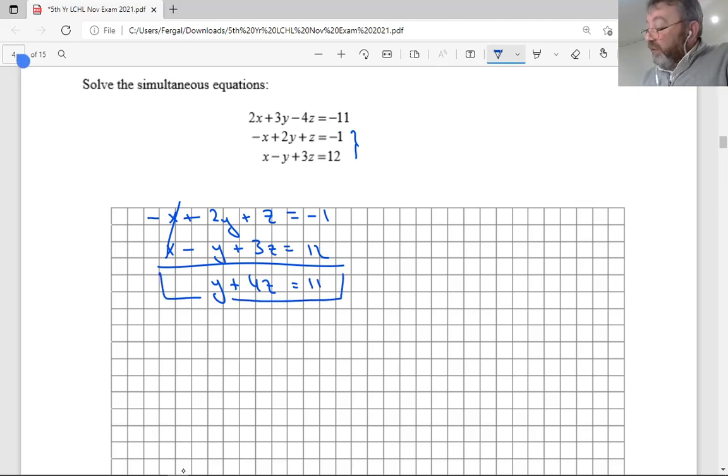Now I'm also going to take the top one, 2x plus 3y minus 4z equals minus 11, together with the second one, minus x plus 2y plus z equals minus 1.